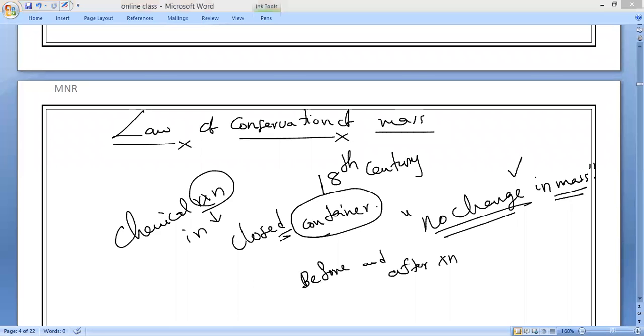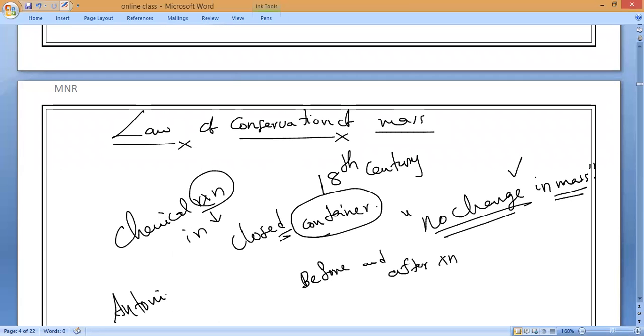This preservation of mass in a chemical reaction led to the formulation of the law of conservation of mass, or we can say the law of conservation of matter. The law of conservation of matter was first given by a scientist called Antoine Lavoisier. He is the father of chemistry. Please remember that.